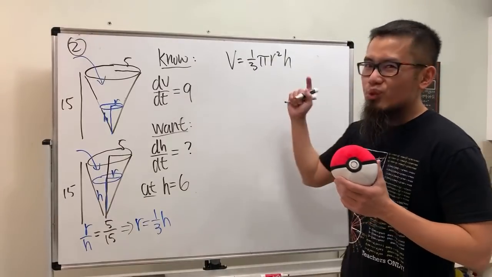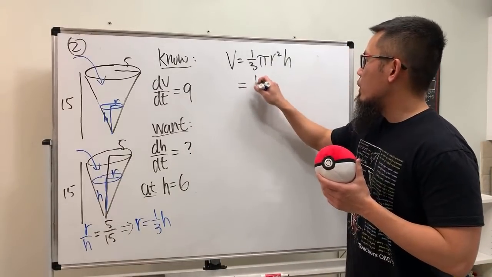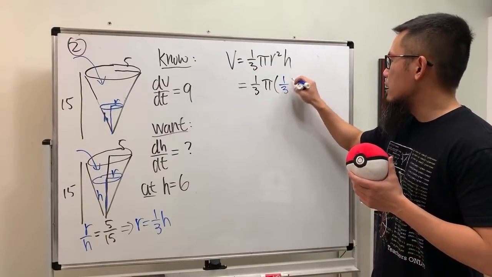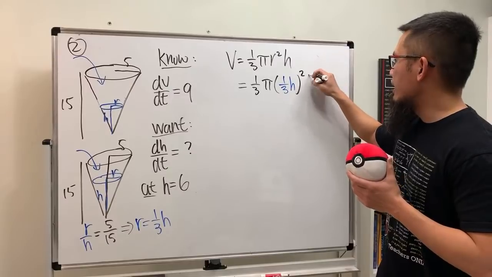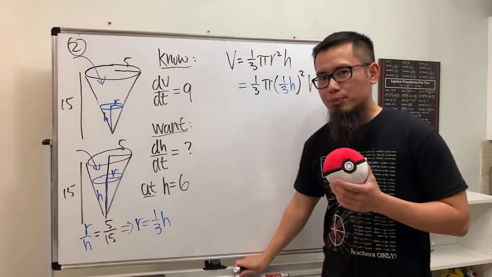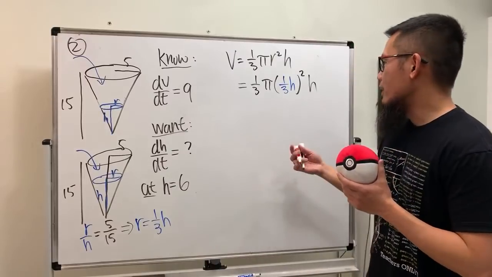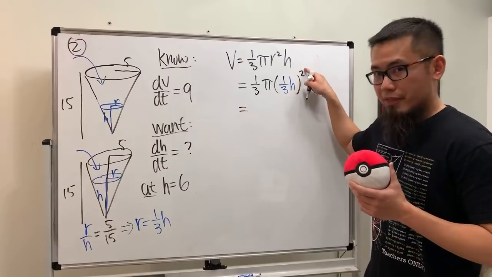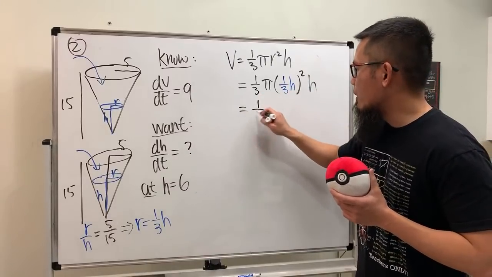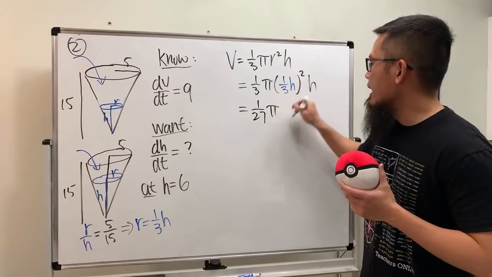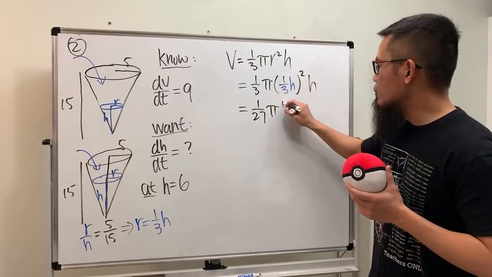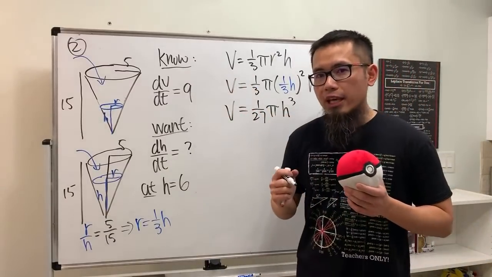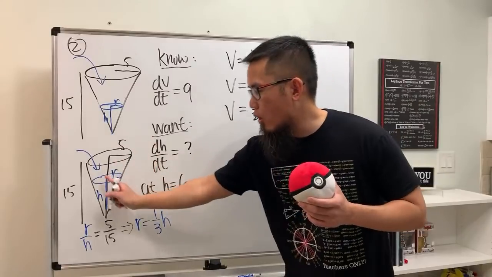Check this out. We are going to write this formula as 1/3 times pi times the r, which is 1/3 h, and then square that, and then h. All right, much better, because now we just have one variable. Pi is not a variable, it's just a constant, by the way. Anyway, this is 1/9 times 1/3, which is 1/27, and then we have the pi, and then this is h squared times h, which is h cubed. So this is the volume formula in terms of just h for this cone. All right?